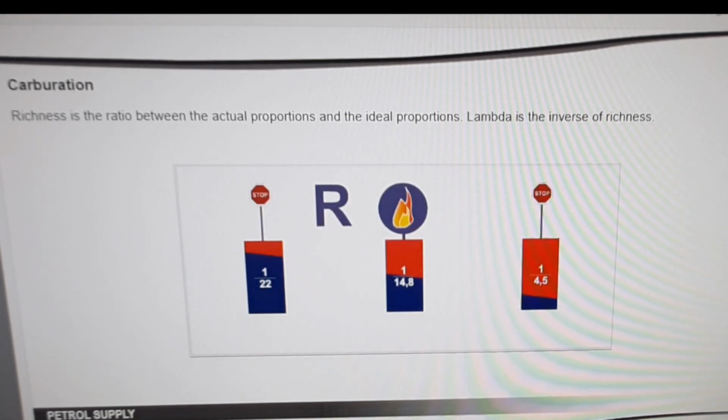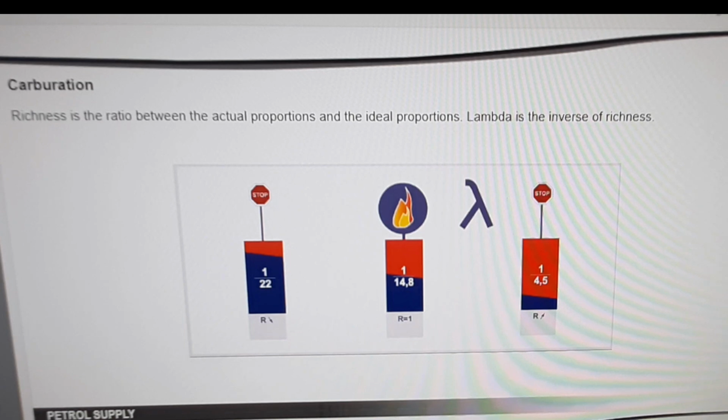Richness is the ratio between the actual proportions and the ideal proportions. At the ideal proportions, the richness is therefore 1. If the mixture contains more fuel, the richness increases. The mixture is rich. If the mixture contains less fuel, the richness decreases. The mixture is lean.